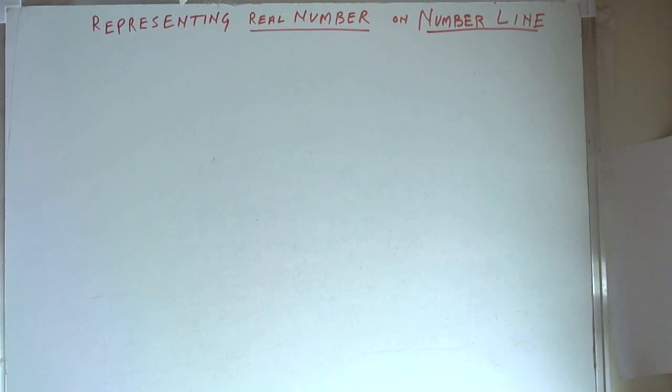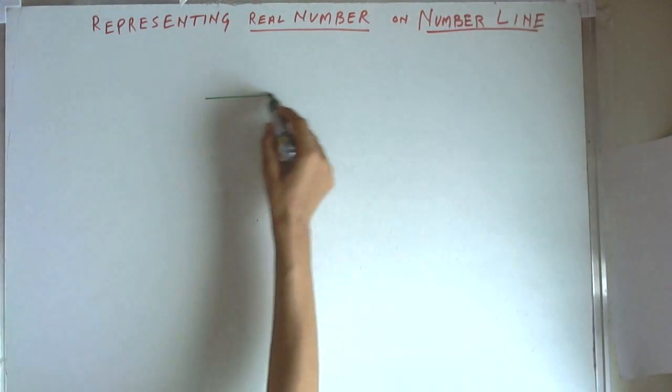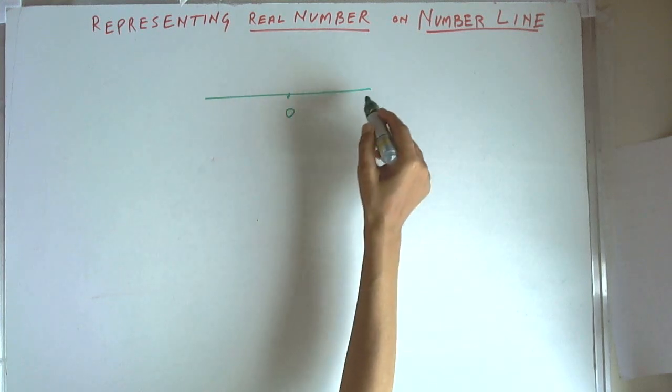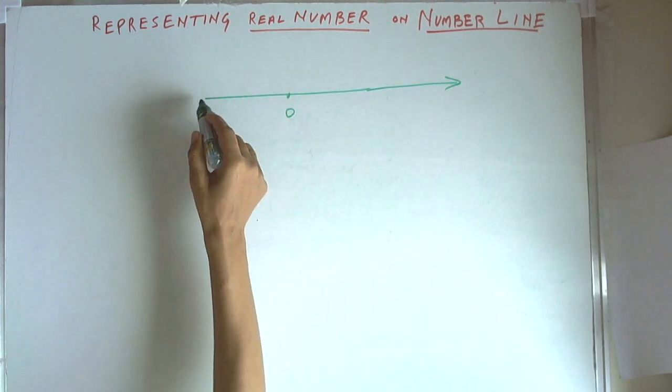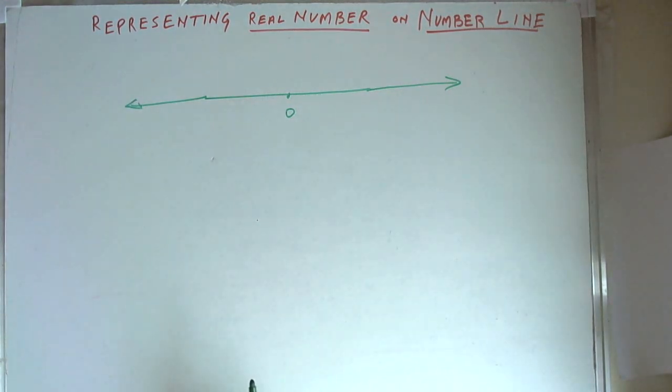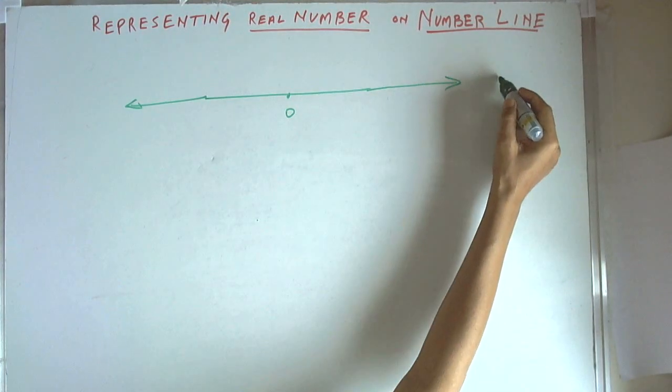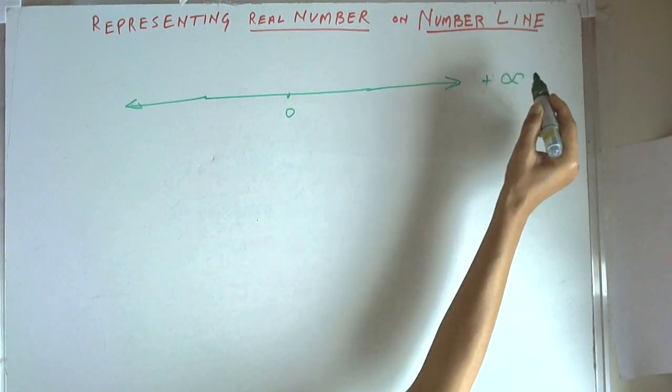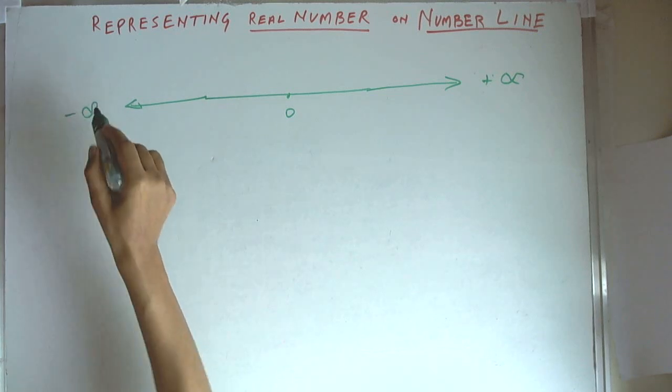In this video, we will learn how to represent real numbers on a number line, and we will also learn how to find numbers between given two points. As we have learned in an earlier video, a number line is simply a line with 0 in between, and the line is extending to either side infinitely. That means it is going to plus infinity this side and to minus infinity on this side.